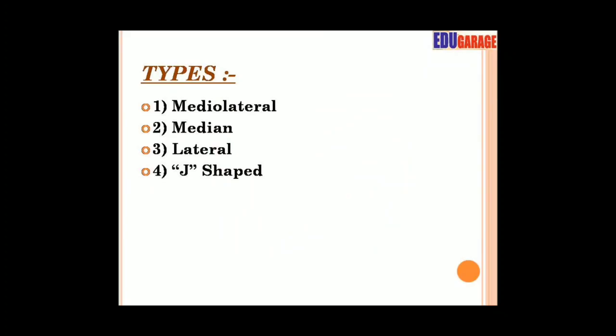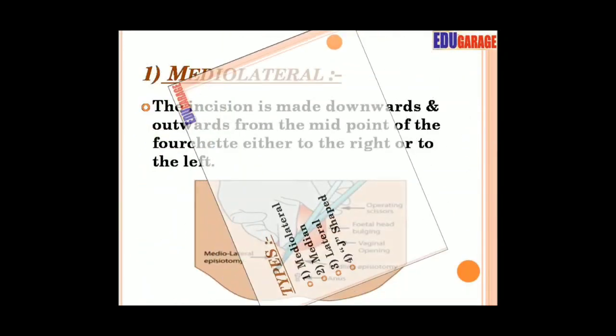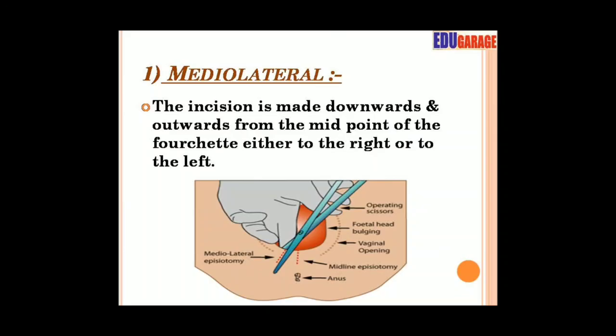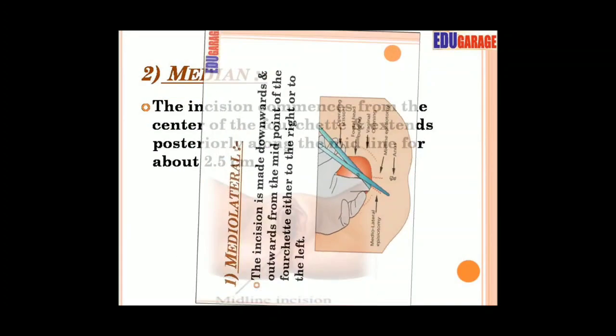There are some types of episiotomy. There are 4 types: mediolateral, median, lateral and J-shaped episiotomy. First, we will discuss the mediolateral episiotomy. The incision is made downward and outward from the midpoint of the fourchette. Either right or left can be done. This is the safest one.